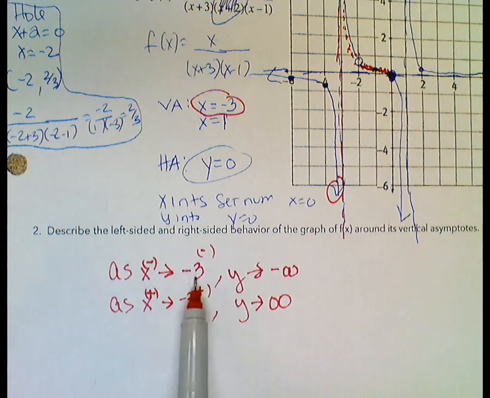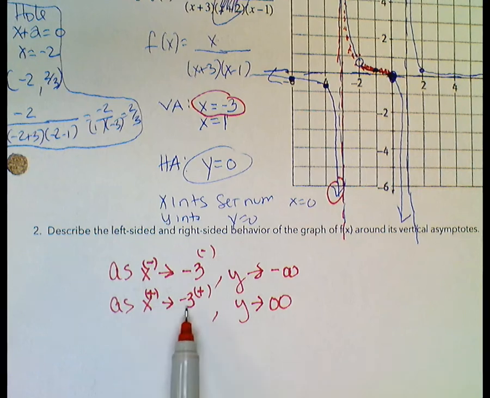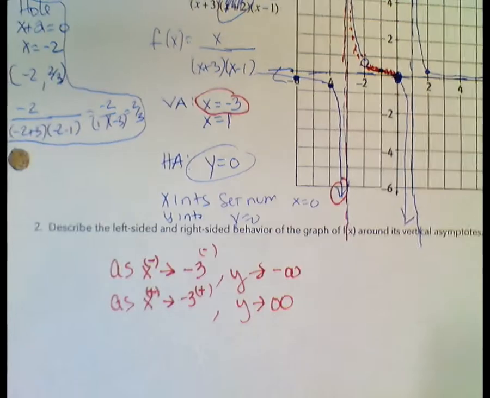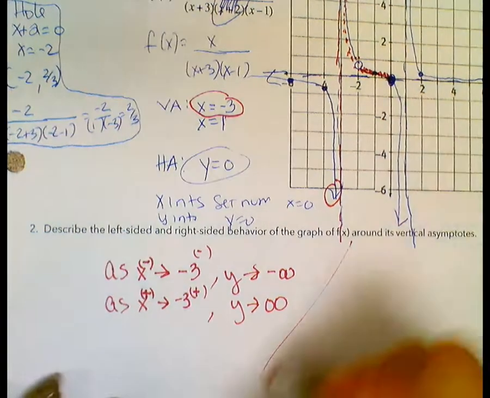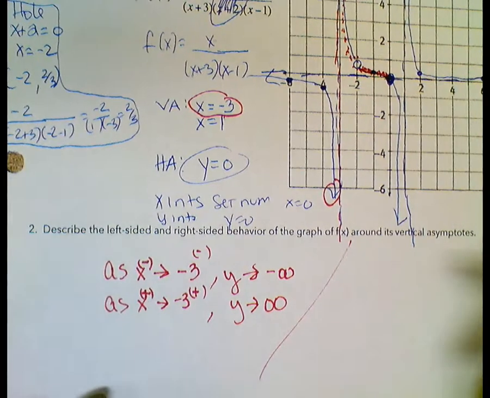As x approaches the vertical asymptote from the left, as x approaches the vertical asymptote from the right. Some people put the negative and positive here. I'm okay either place. So that's the first vertical asymptote. Now we'll describe the second vertical asymptote.